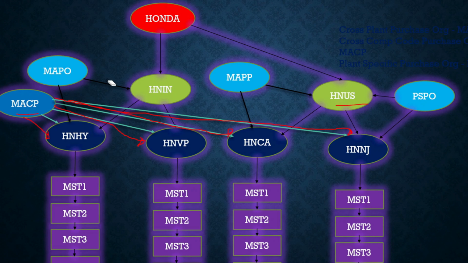But here observe, MACP is assigned with plants of two different company codes. So if plants of more than one company code are involved, then we say it's a cross company code purchase organization or centralized purchase organization. So here MACP is a cross company code purchase organization or centralized purchase organization. I guess it's clear now. Now next slide.